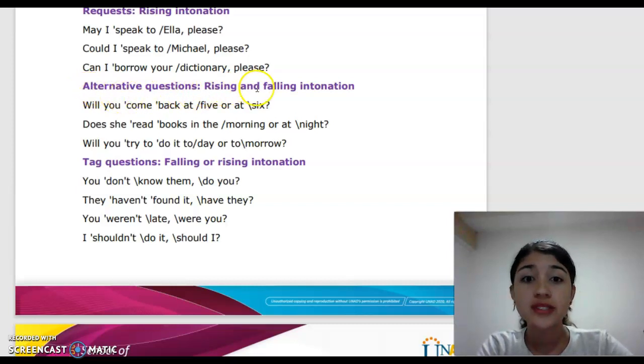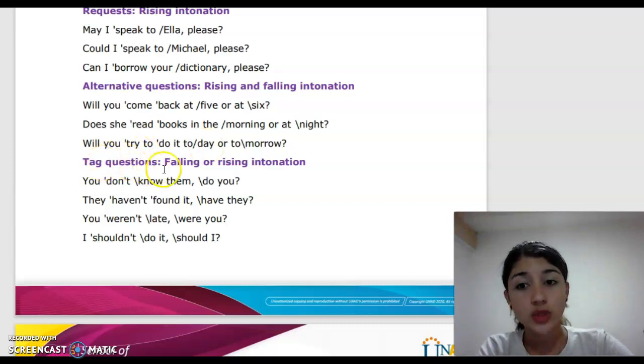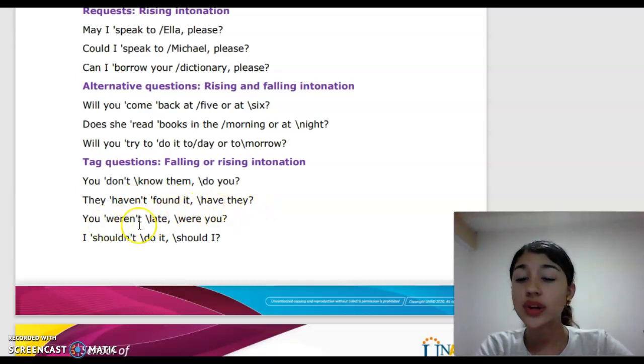Alternative questions, rising and falling intonation. Will you come back at 5 or at 6? Does she read this book in the morning or at night? Will you try to do it today or tomorrow? Tag questions, falling or rising intonation. You don't know them, do you? They haven't found it, have they? You weren't late, were you? I shouldn't do it, should I?